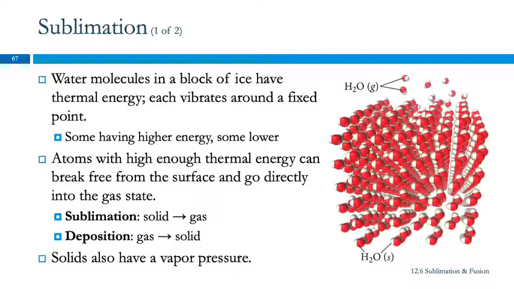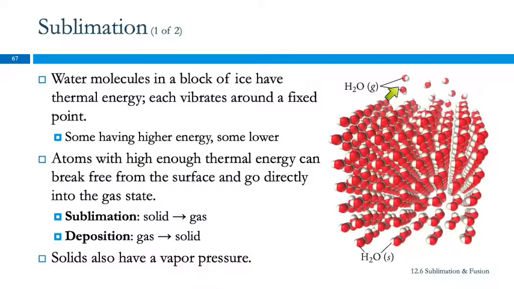Some of them have higher energies than others. If you have a high energy molecule that's at the surface, it can break loose and get into the gas state. The substance hasn't melted, but we've had water molecules go into the gas state. That's called sublimation. So we find that solids also have vapor pressures. The vapor pressures are just very, very small. The opposite process is deposition, going from a gas to a solid without freezing first.